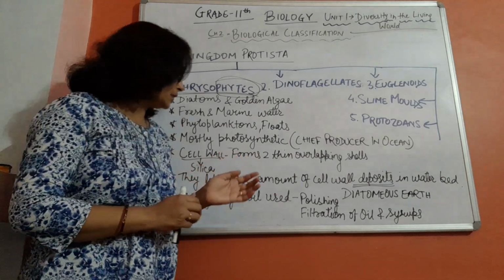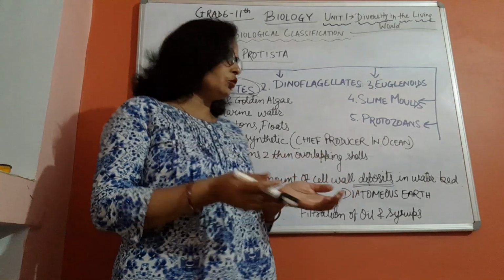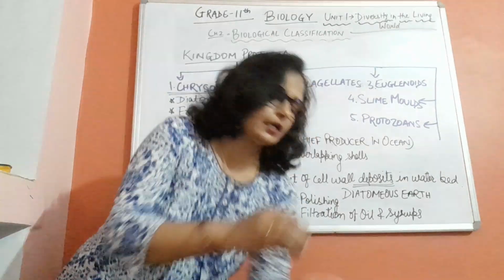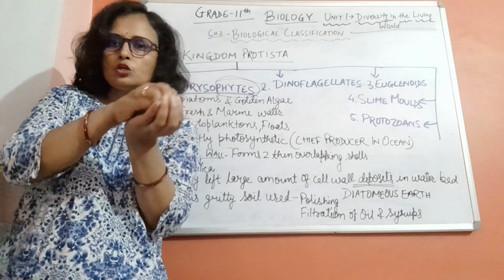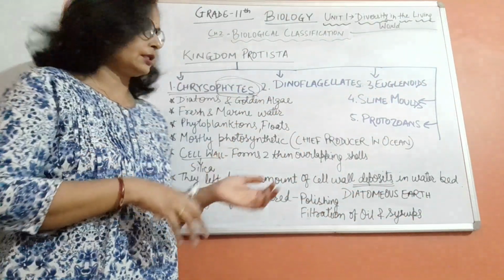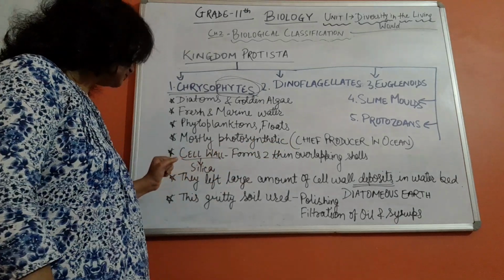some granular kind of material, that is silica, is found in the cell wall. And the cell wall is basically in the form of two thin overlapping shells. There are two shells which overlap each other like a soap box. Soap box में हम कैसे एक के ऊपर एक को बंद करते हैं, like that it forms.